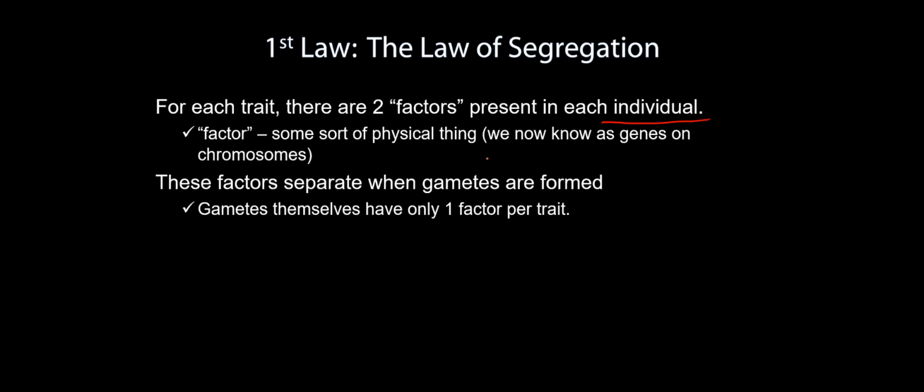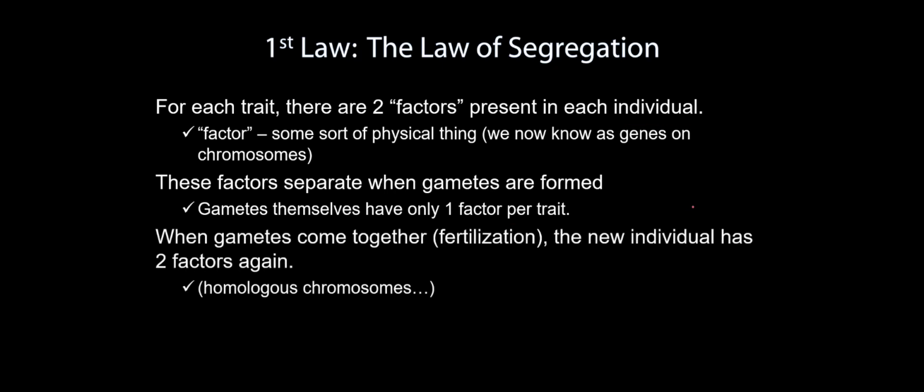So these factors within the individual were separated. These 2 factors were separated when gametes are formed. So the gametes themselves only have 1 factor per trait. Where have we seen this before? If you think about meiosis and you think about a pair of chromosomes, right? We'll get back to this in a second.